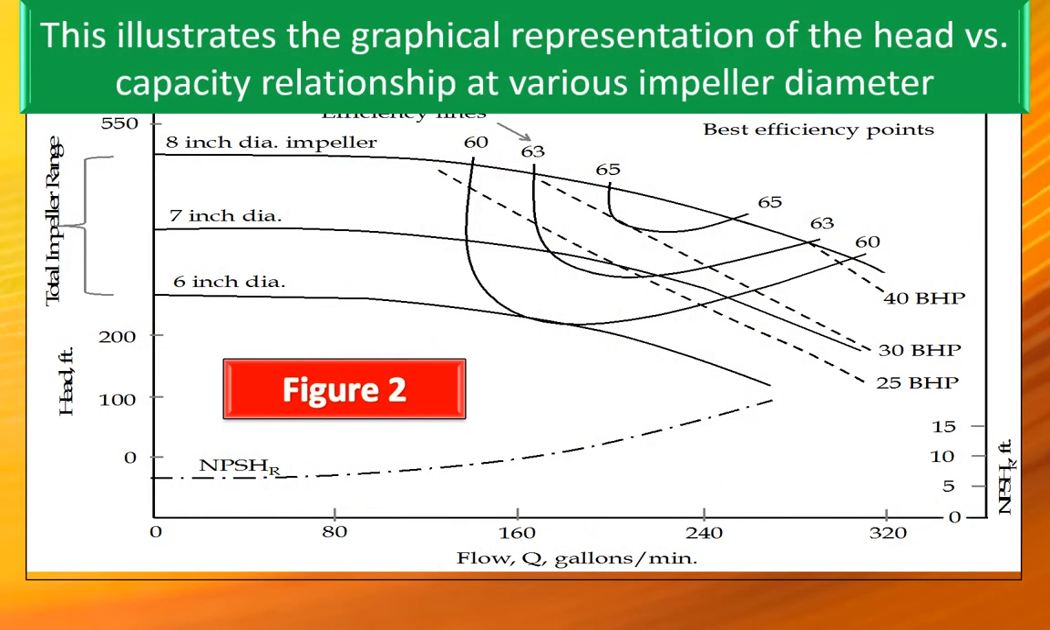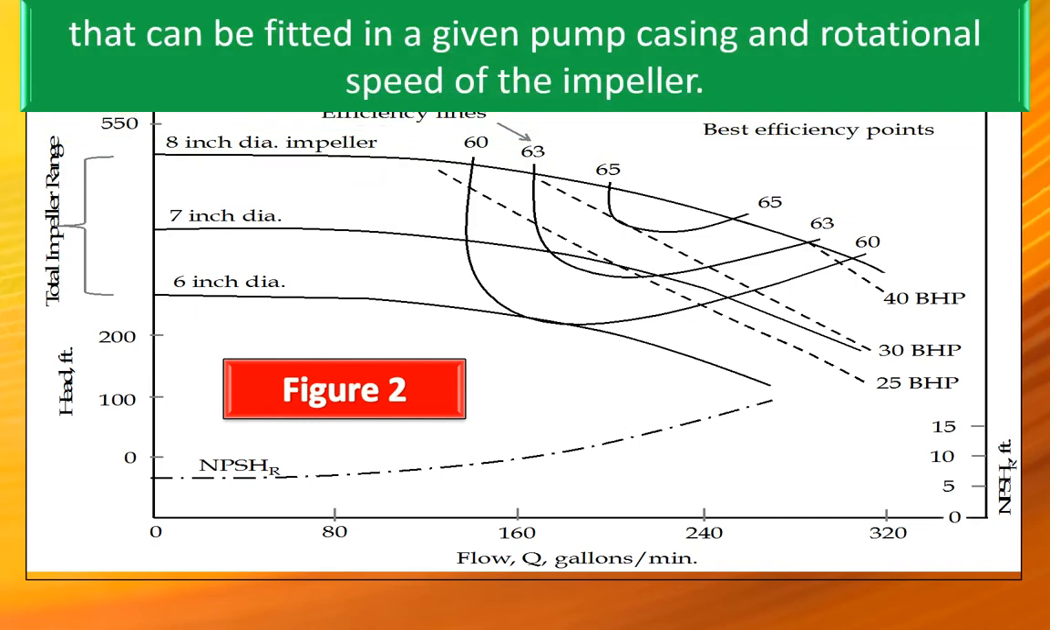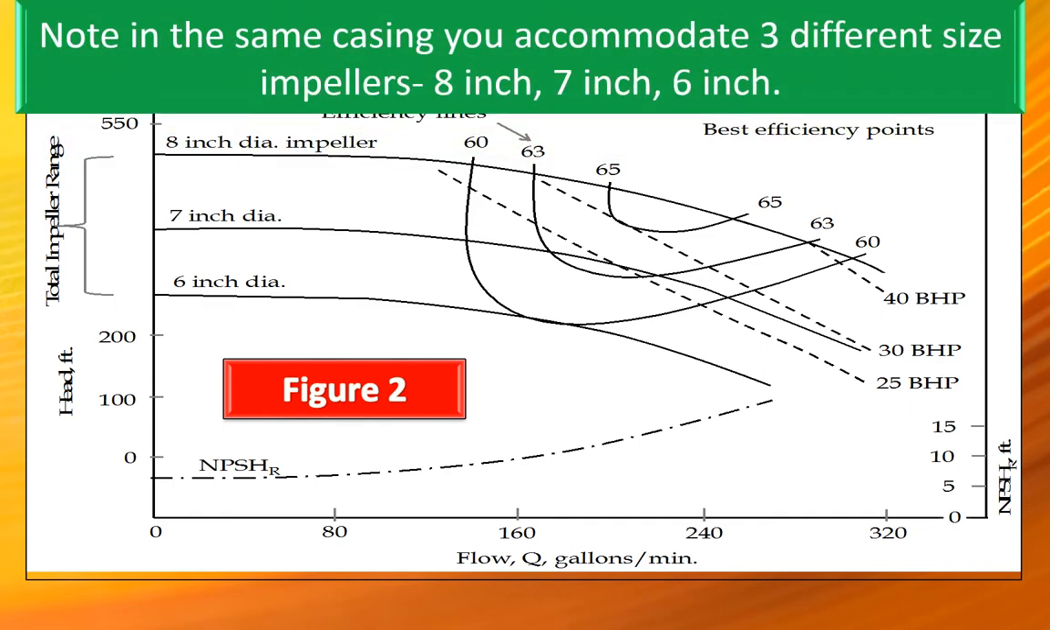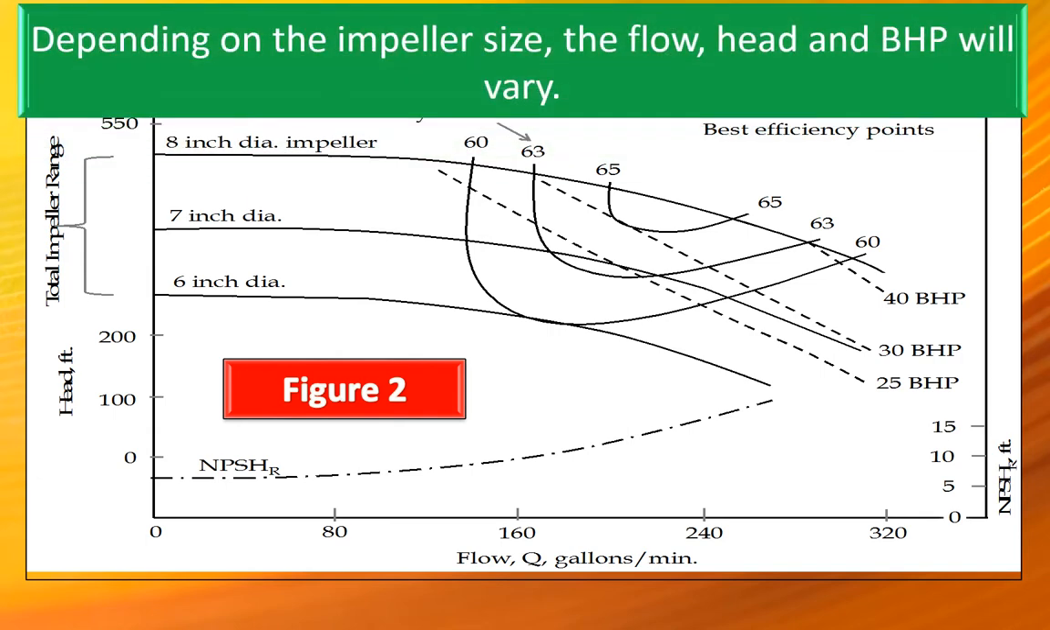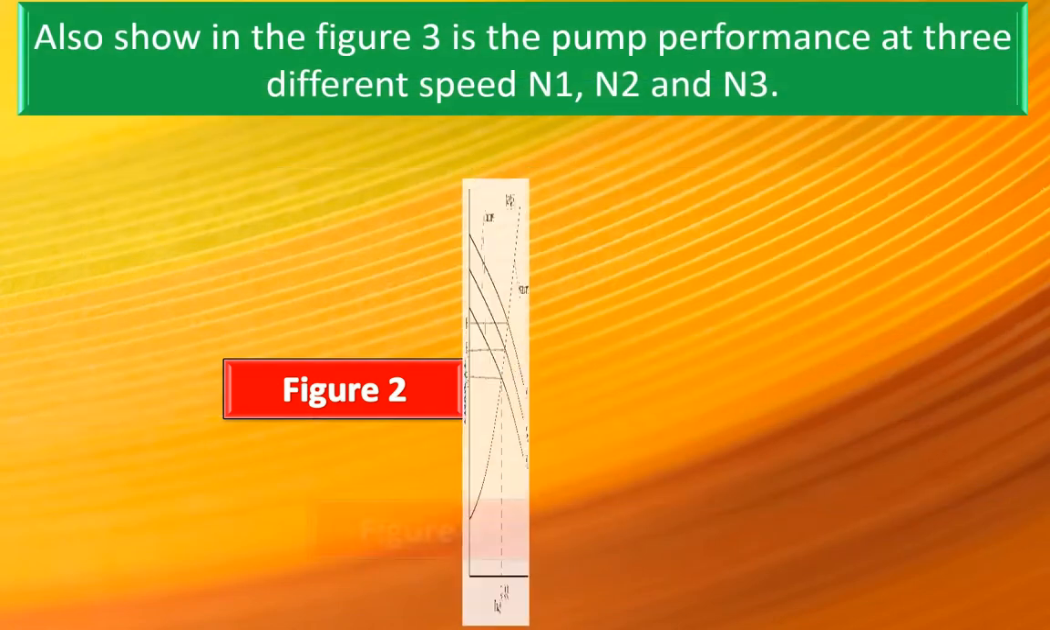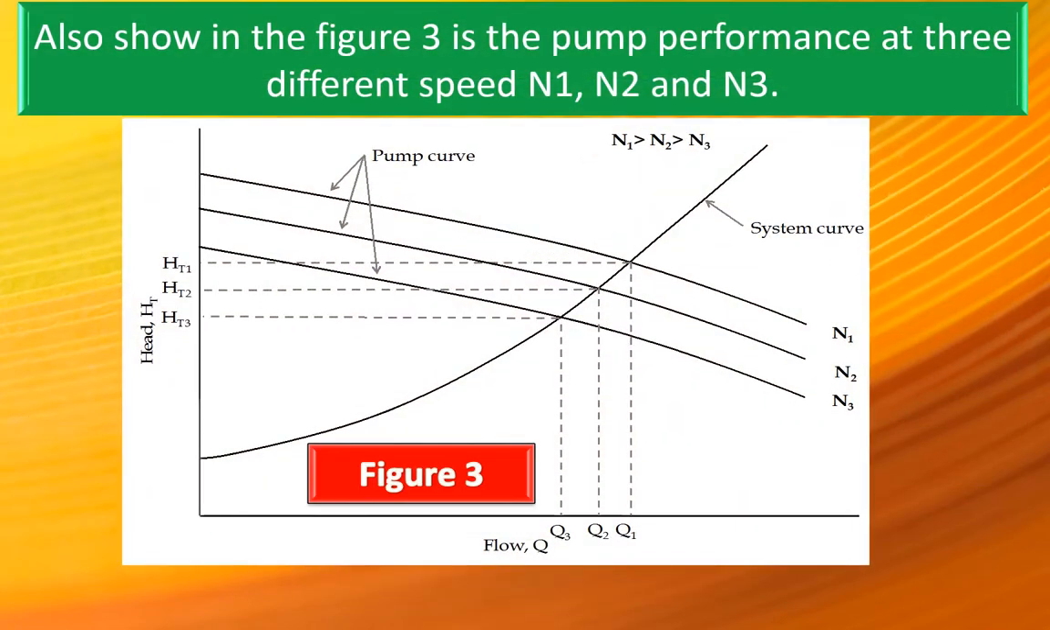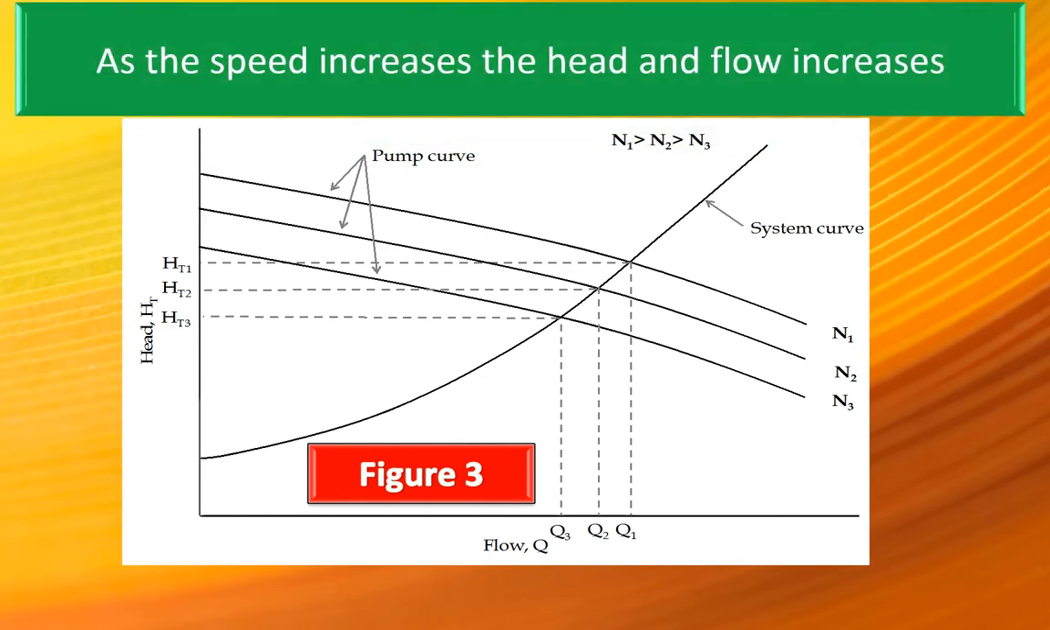This figure illustrates the graphical representation of the head versus capacity relationship at various impeller diameters that can be fitted in a given pump casing and rotational speed of the impeller. Note, in the same casing, you can accommodate three impeller sizes, 8 inches, 7 inches, and 6 inches. And depending on the impeller size, the flow and head as well as the BHP will vary. Also shown in the figure is the pump performance at three different speeds, N1, N2, and N3. As the speed increases, the head and the flow increase.